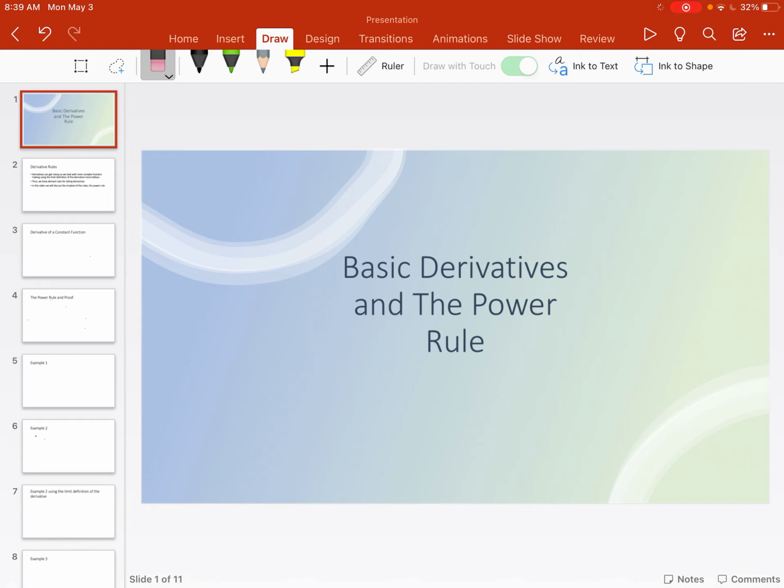So the power rule is a very important rule. You'll be using it a lot, so you've got to get familiar with it. It's probably the rule that you'll be using the most, especially in higher level calculus, because they tend to put easier functions because they're testing different skills.